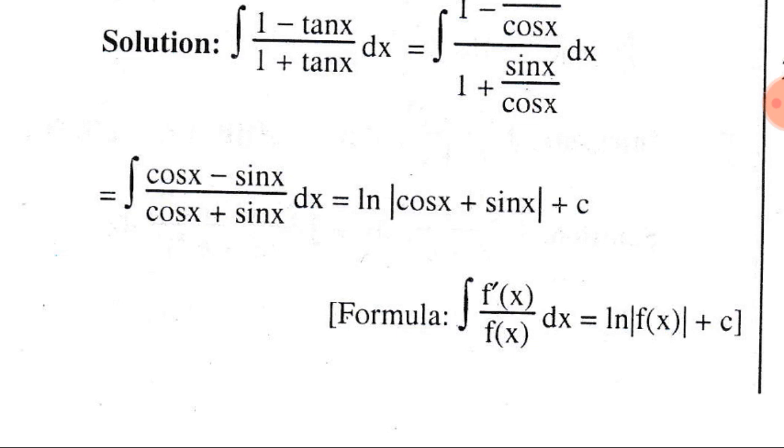That means if the numerator is the differential of the denominator, then we can write ln of the absolute value of the denominator. In that sense, this integral can be written as ln of the absolute value of cos x plus sin x plus c, where c is the integral constant. Here the denominator is cos x plus sin x.